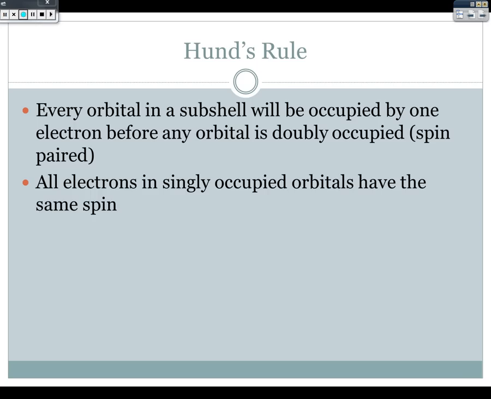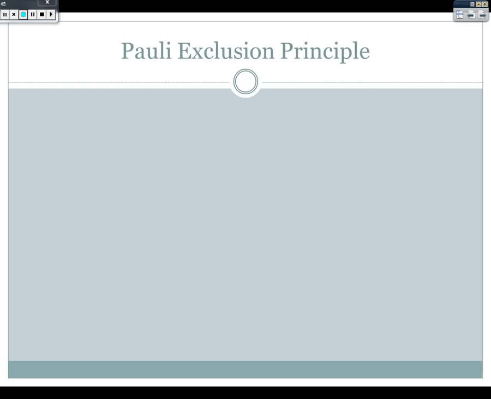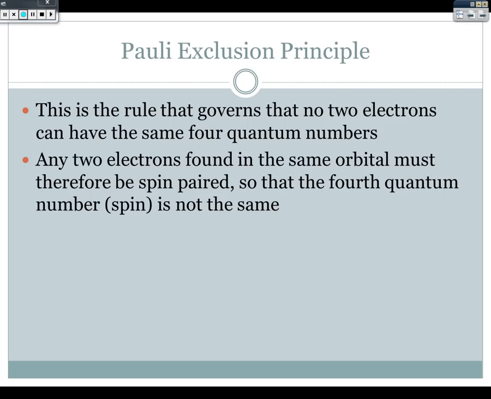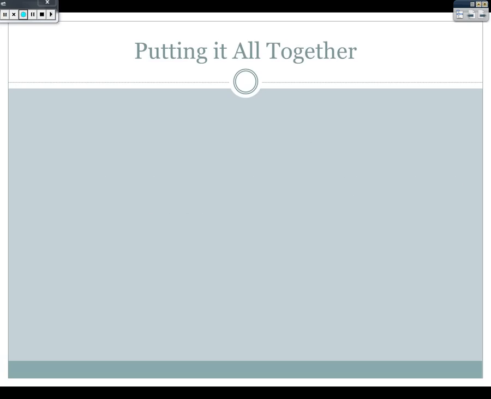But that's Hund's rule, that every orbital must be occupied by 1 electron before any other orbital can be doubly occupied. And then the Pauli exclusion principle, this is the rule that governs the fact that no 2 electrons can have the same 4 quantum numbers, and that's the whole idea of spin pairing and spin up and spin down. Any 2 electrons found in the same orbital must therefore be spin paired, so the 4th quantum number, spin, is not the same. Okay, so let's put it all together and see what that looks like.